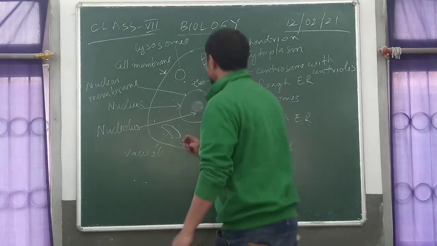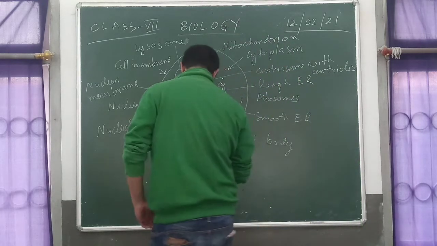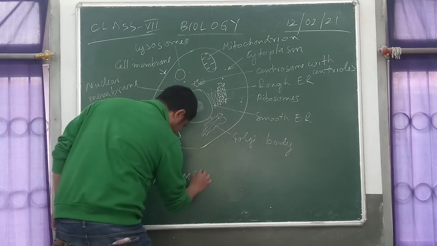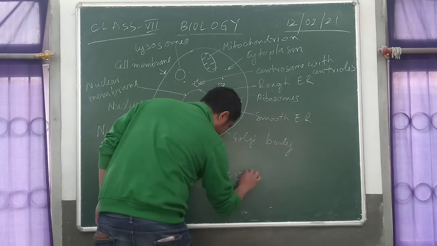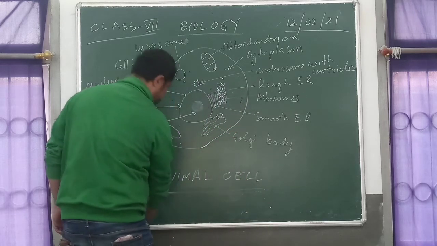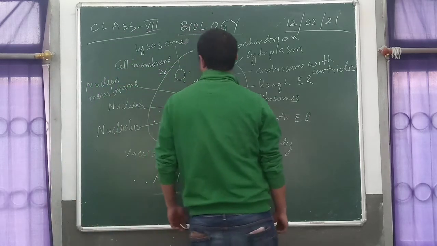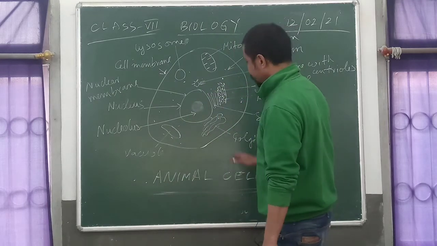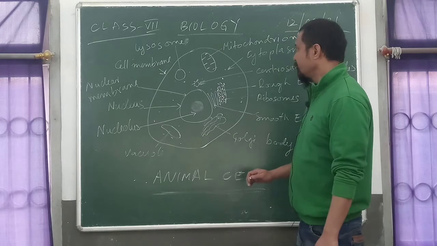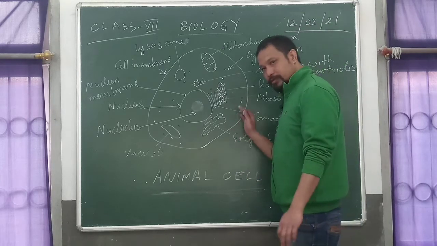This time we are doing the animal cell. Class 7 biology. I did the plant cell last time, now we are doing the animal cell. Most of the things are almost the same.